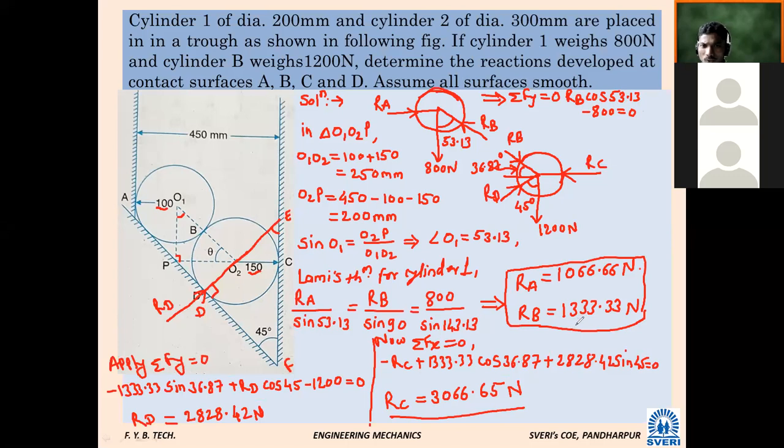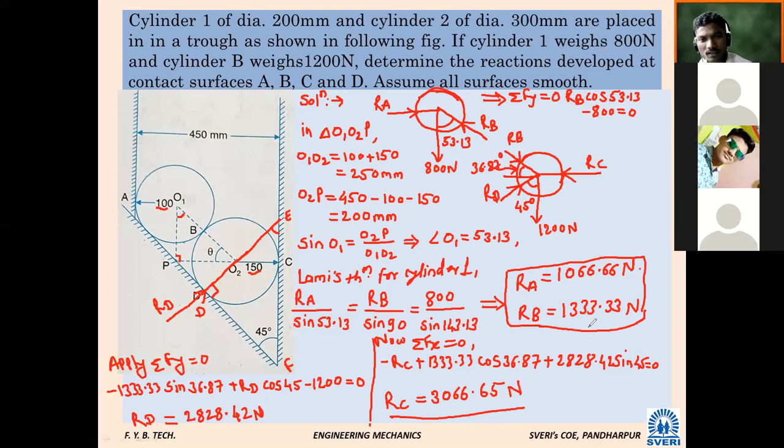You can apply your logic; there are a number of methods. Here there were 3 forces, so we applied Lamé's theorem. You can also apply summation FY here, and afterwards summation FX, and calculate RA. No issue. Here the value of RB comes the same as whatever we got by Lamé's theorem, 133.33. You are getting the same value here also. Not an issue.